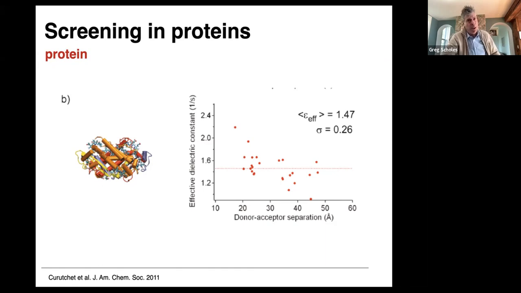And what you find here is the effective dielectric constant in this protein for different pairs of chromophores, again labeled here, is completely quite unpredictable, let's say. And in fact, some of the chromophores are unscreened in the sense that their coupling is amplified by the dielectric environment.